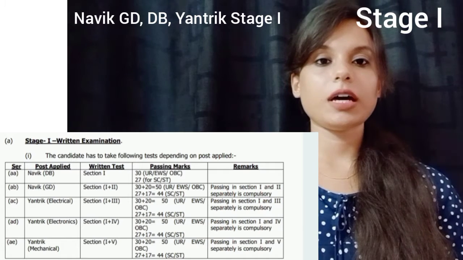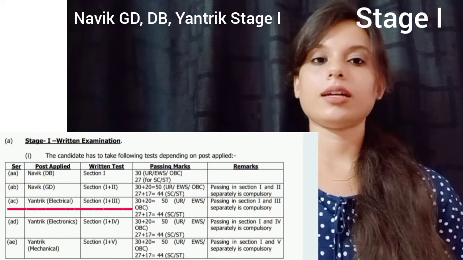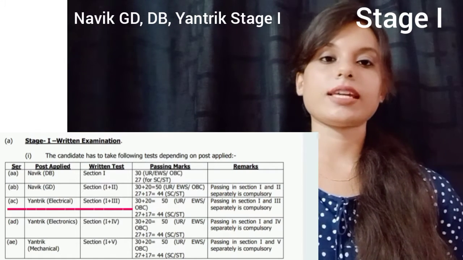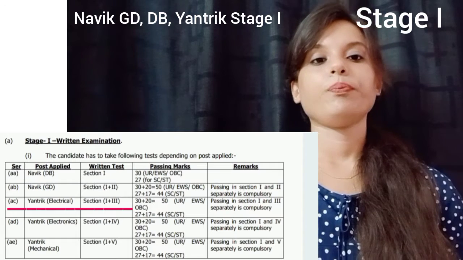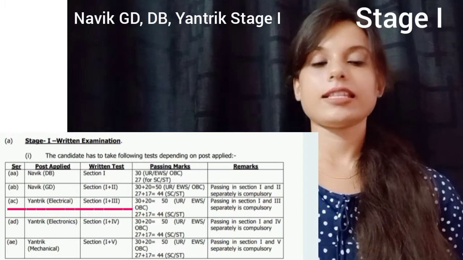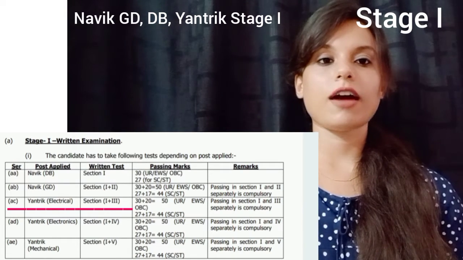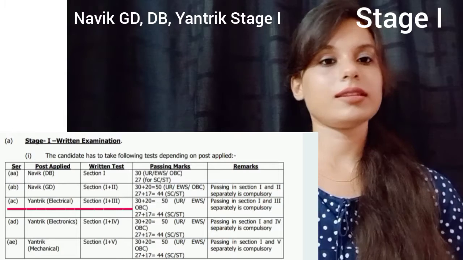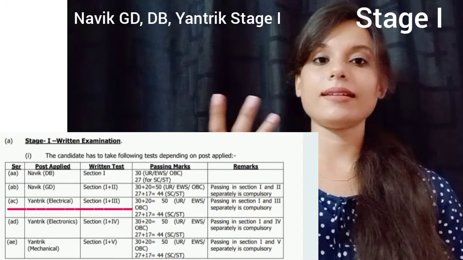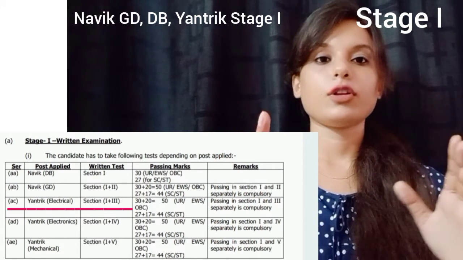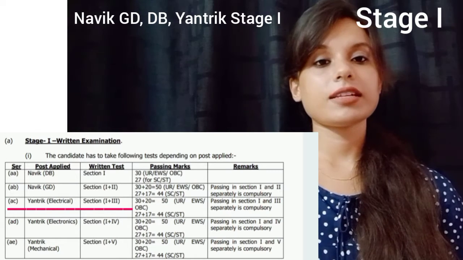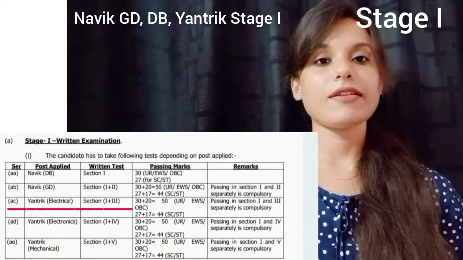Next, we are going to talk about the Yantrik posts examination, Yantrik electrical post, and here also you have two sections. One is section 1 and the other is section 2. In section 1, you have to secure 30 as the passing mark, and in section 2, you have to secure 20 as the passing mark. This passing mark is for the unreserved and the EWS and the OBC categories. And for the SC/ST categories, we have 27 as the passing mark for section 1 and 17 as the passing mark for section 2.